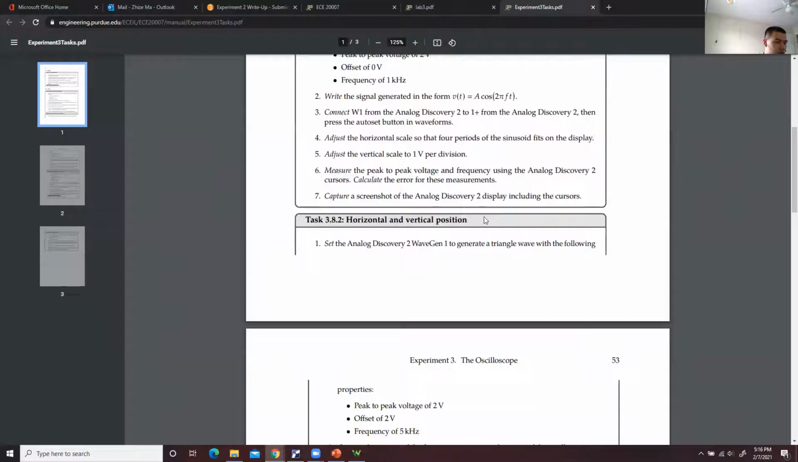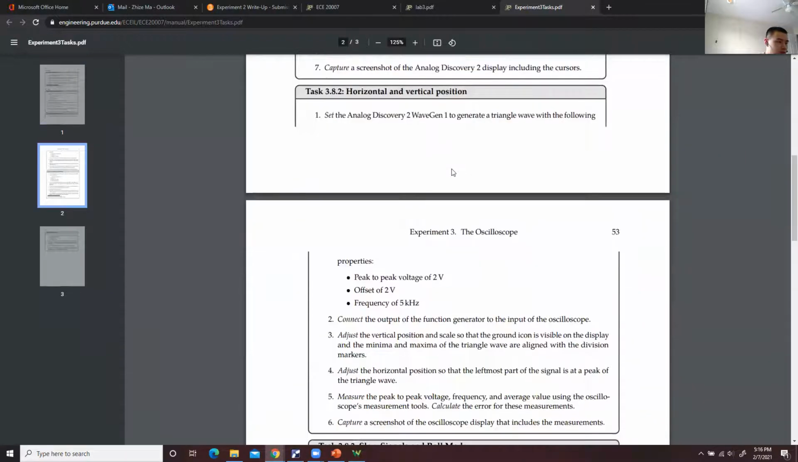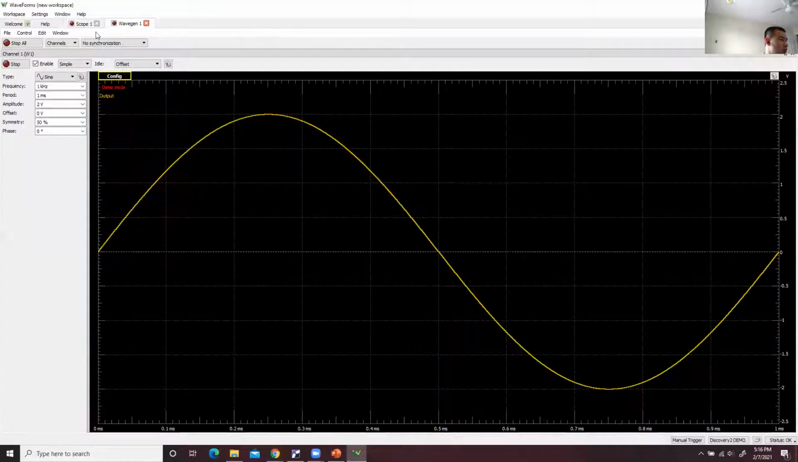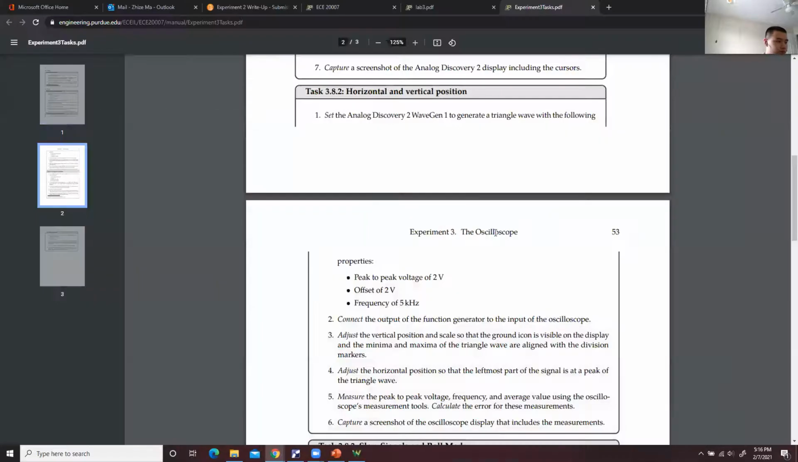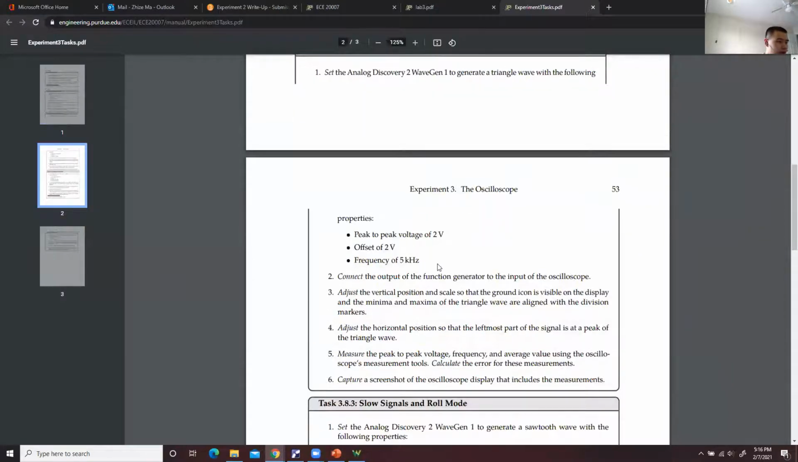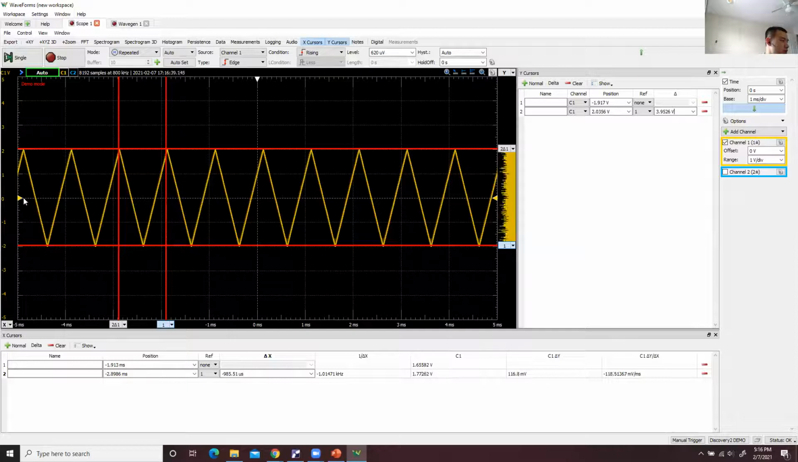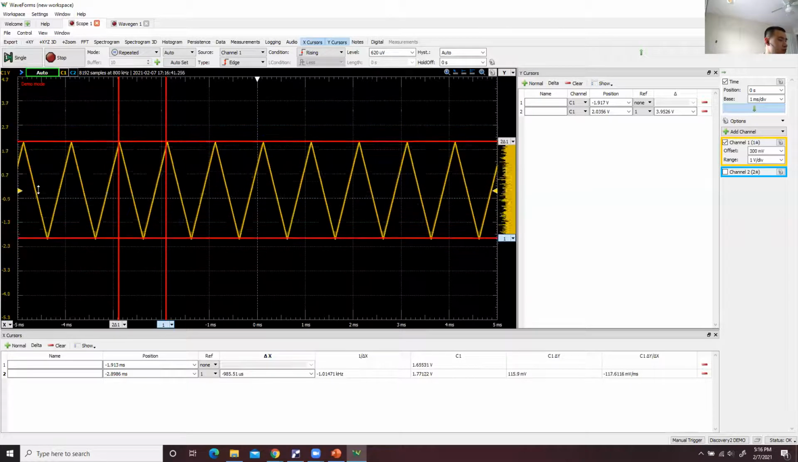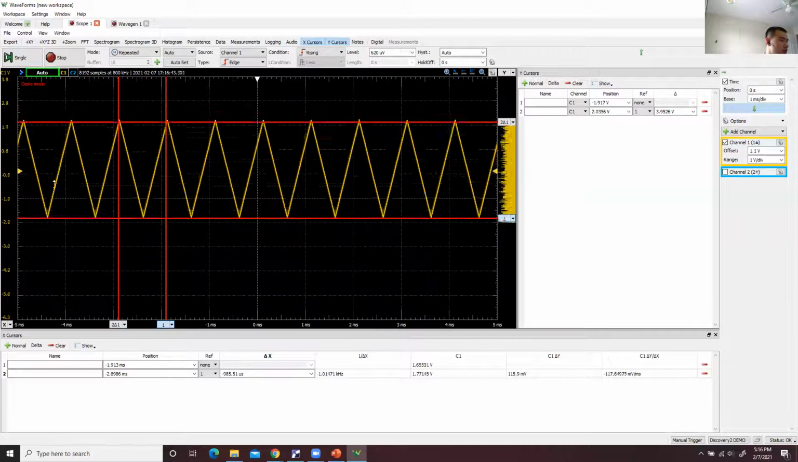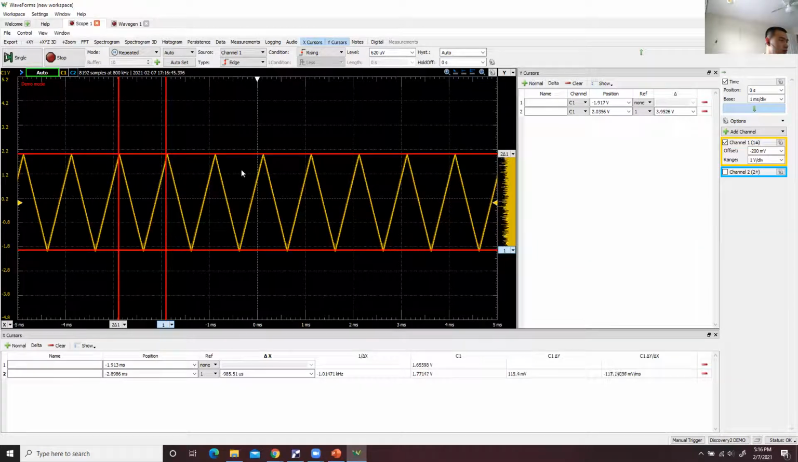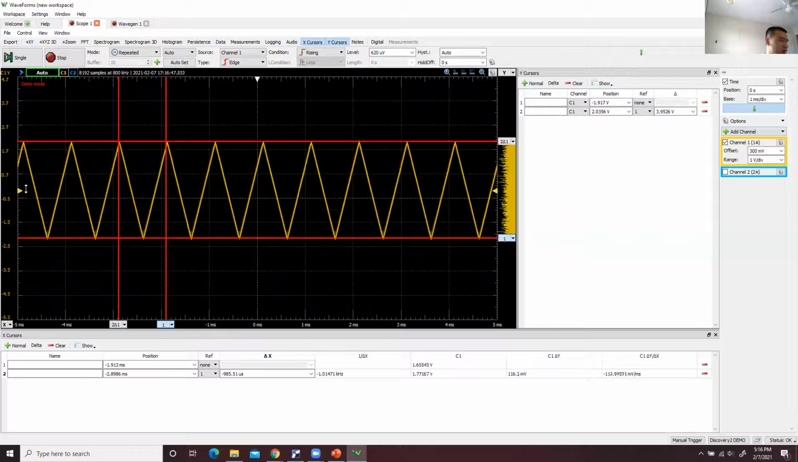In task 2, you're going to generate a triangle wave. You can set the triangle wave in here. Also, you will need to check the ground marker. In your scope, this is the ground marker. You can move this to move your signal up or down.